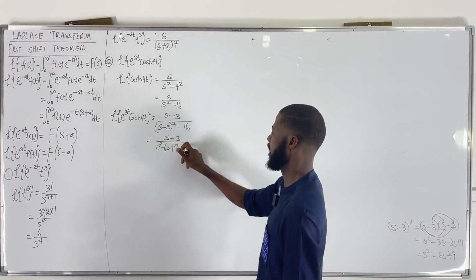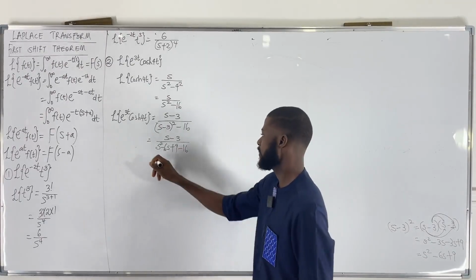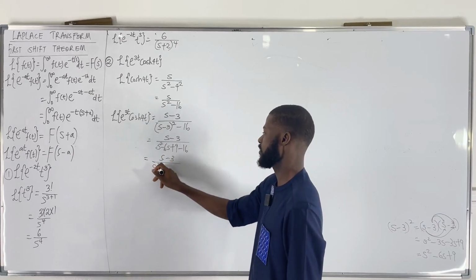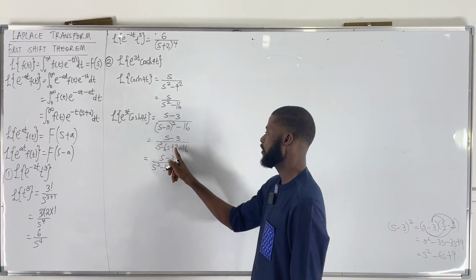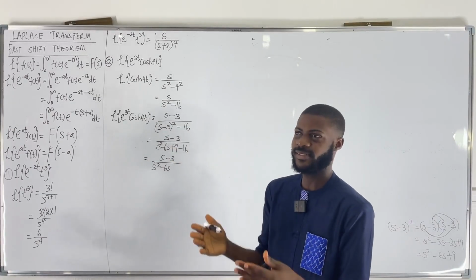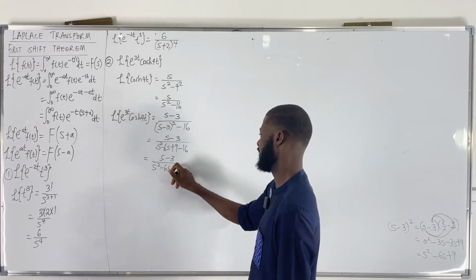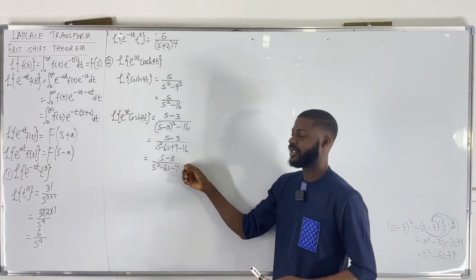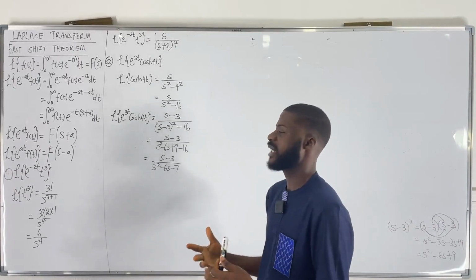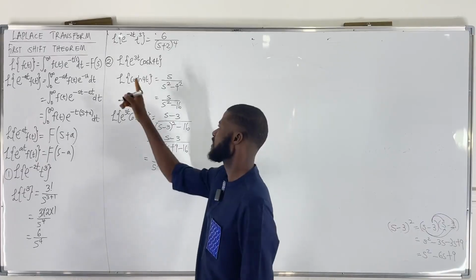And then I'm going to put the minus 16 here. Now this will become s minus 3 divided by s squared minus 6s plus 9 minus 16, which can be written as minus 7. So this is what we have. So this will be the simplification of that very problem. And let's take a look at another one. So that is number 2.